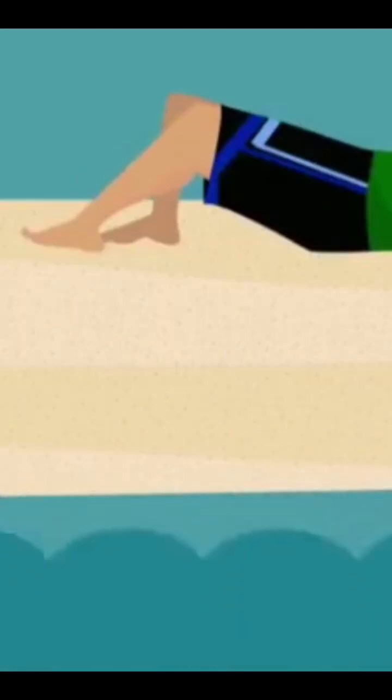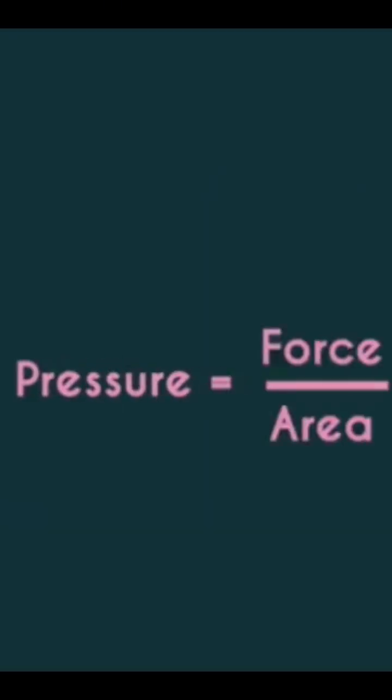Pressure is nothing but the force per unit area. If you're talking about thrust, it would be thrust per unit area. If the thrust is constant and the area is more, pressure will be lesser. If the area is less, pressure will be more. Pressure is inversely proportional to the area on which the thrust is applied.